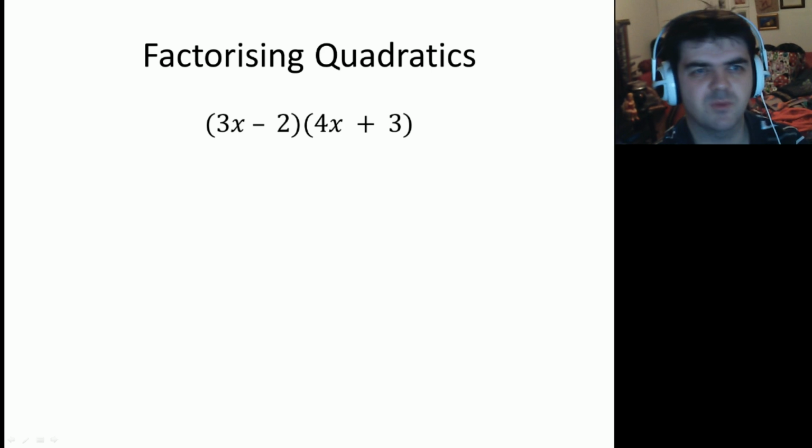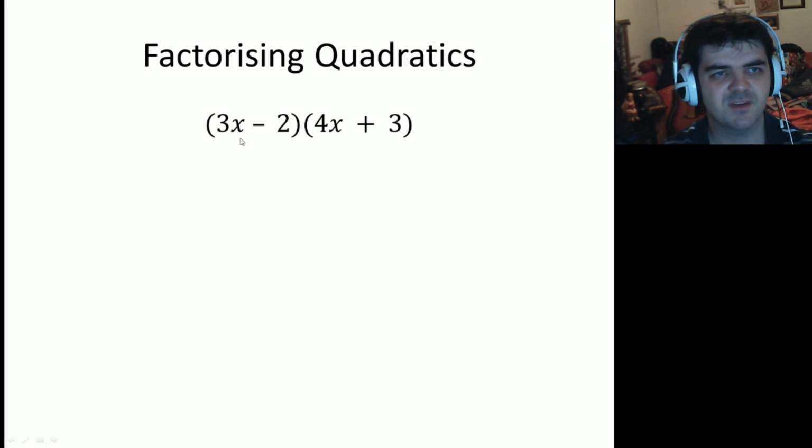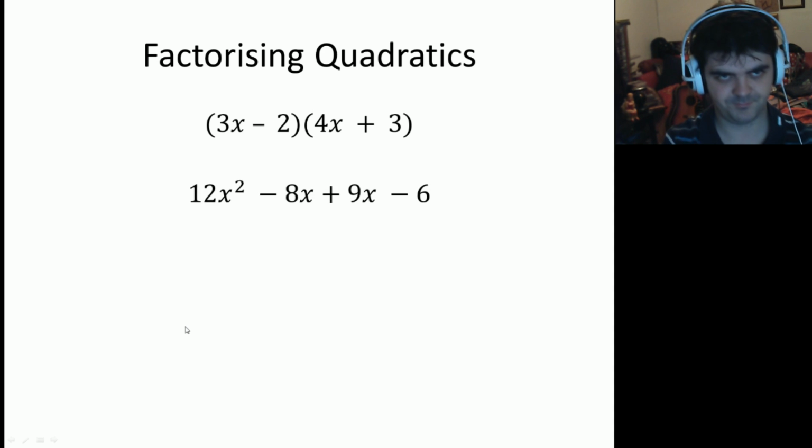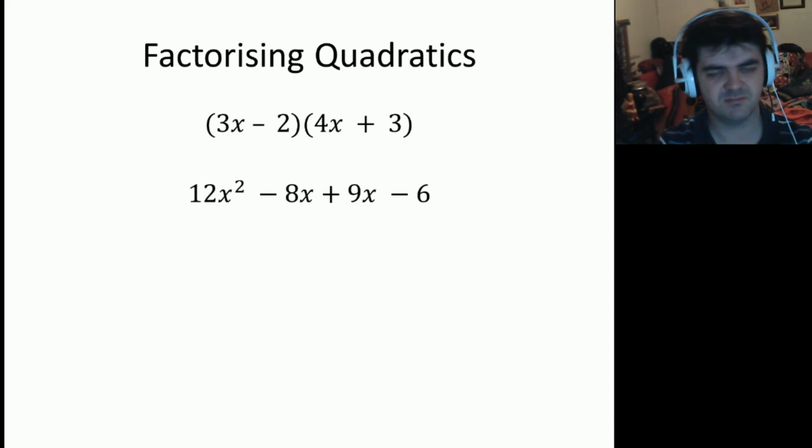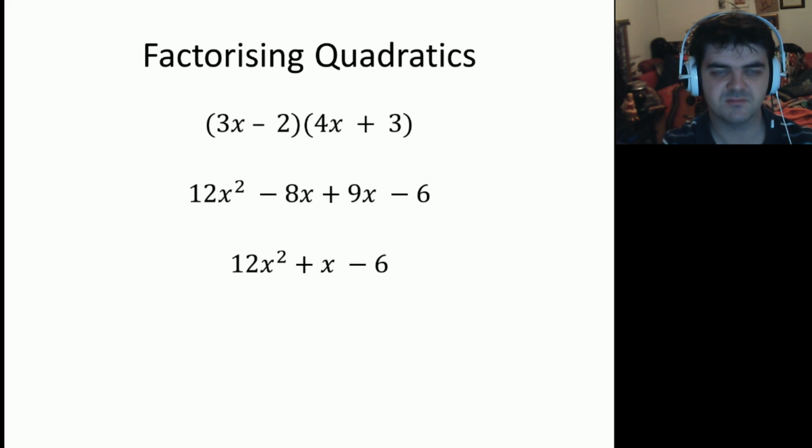Okay, so what happens if we have an example like this that we're multiplying out? In all the examples that we've done beforehand, we've had x and x as our first two terms, right? But in this case, we don't. So if we multiply our front two together, we would get 12x squared. Our last two would be minus 6. Our inner would be minus 8x, and our outer would be plus 9x. When I group those together, the only two terms I can group together, as before, are the x terms. So minus 8x plus 9x will give me plus 1x. And that would be the answer.